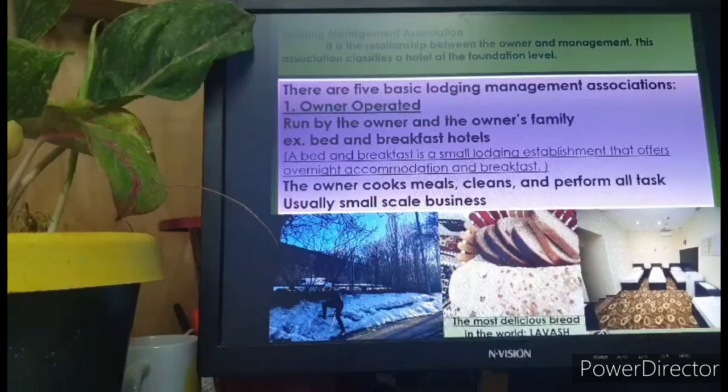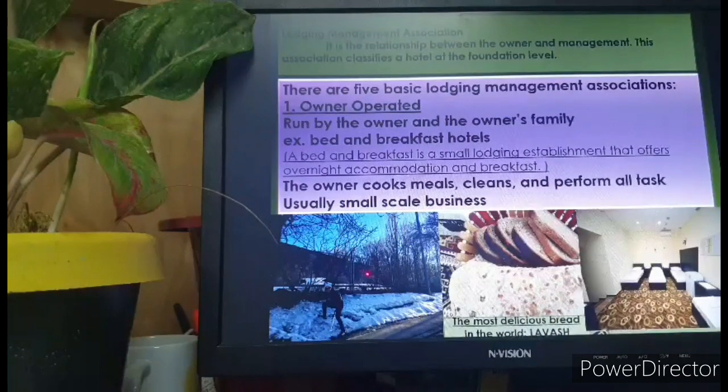The one that we discussed before, a bed and breakfast is a small lodging establishment that offers overnight accommodation and breakfast. So the owner cooks meals, cleans, and performs all tasks. Usually, it's a small scale business.